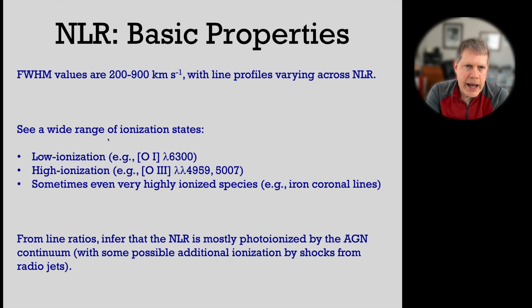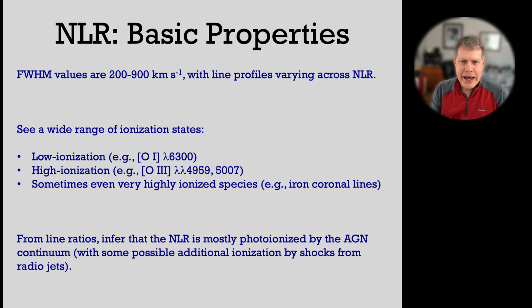We see a wide range of ionization states from the narrow line region, including low ionization lines like the oxygen 1 at 6,300 angstroms that I showed you in that previous slide. And then, of course, also these high ionization transitions like oxygen 3, which I also pointed out. And then sometimes we see even very highly ionized species, such as the iron coronal lines, also from the narrow line region. So if you look at the line ratios, you make measurements of all the lines. Well, we infer, as I've already mentioned, that the narrow line region is mostly a photoionized medium.